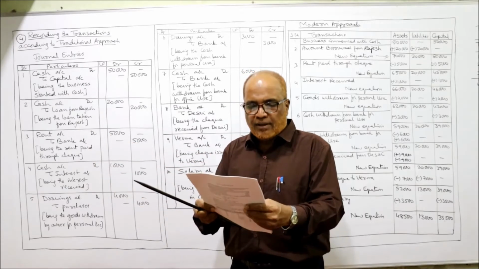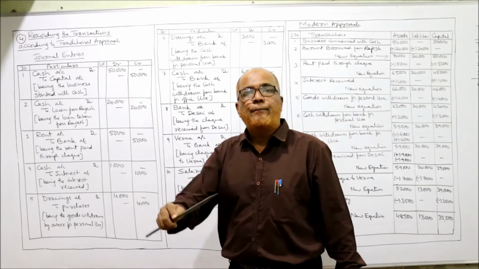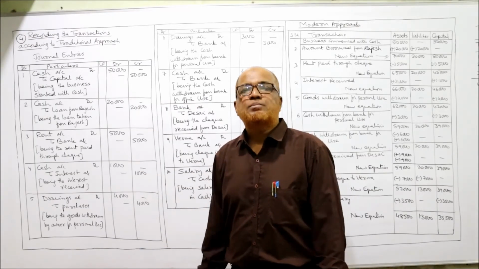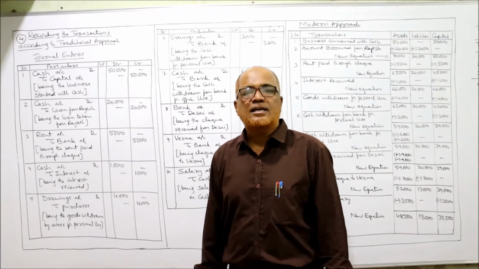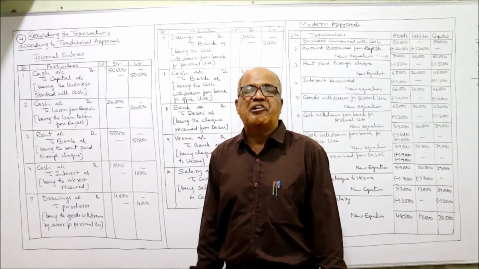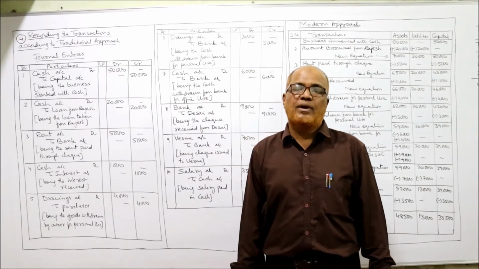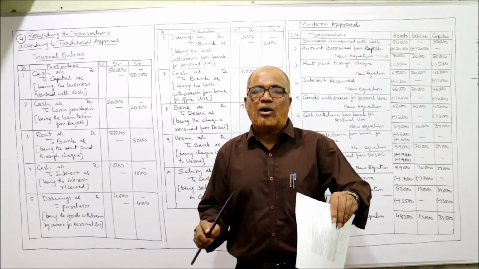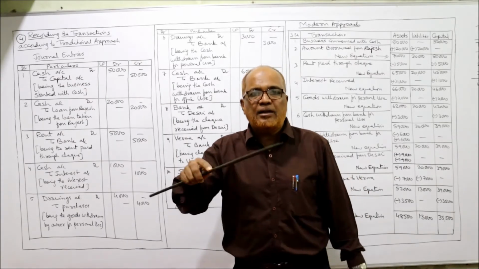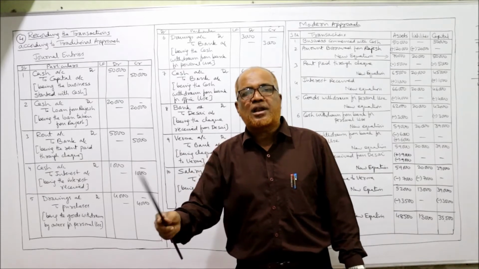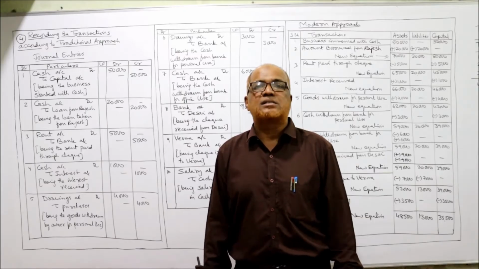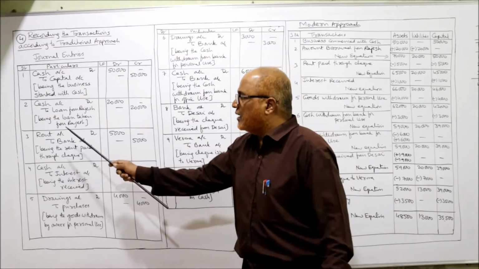Now the third entry: paid rent through check. Rent is an expense. All expenses will be debited and all incomes will be credited, according to the nominal account rule. A nominal account is an account relating to expenses, losses, incomes and gains. The rule is debit all expenses and losses, credit all incomes and gains. So rent is an expense and should be debited. So rent account is debited.